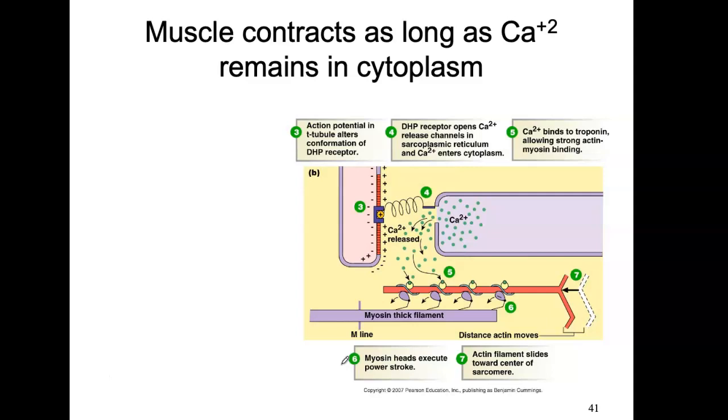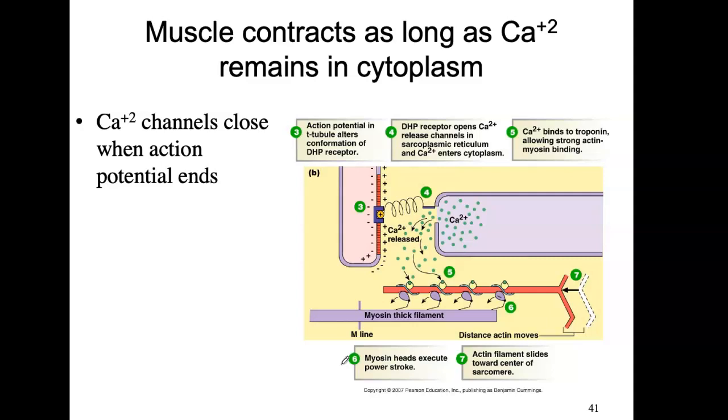So this muscle contracts as long as that calcium remains in the cytoplasm, right? As long as you have that calcium there, it's going to go to the troponin, remove the tropomyosin, and you will continue to contract. So you're holding up a weight and you're contracting it. This is happening the whole time as you're holding this weight in your arm, for example.